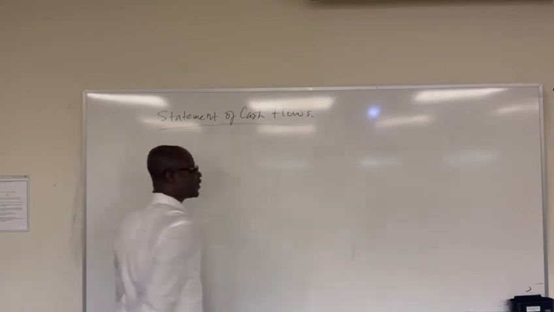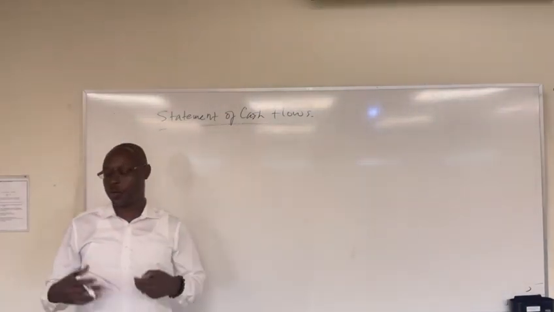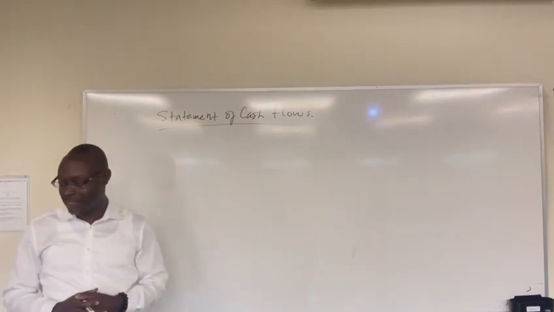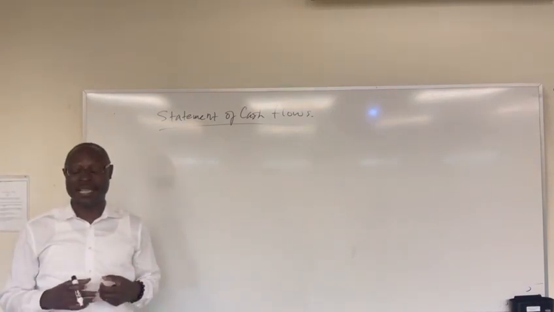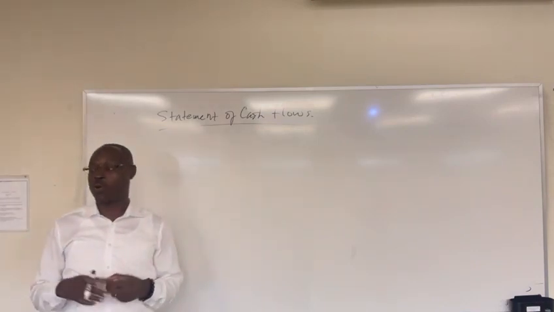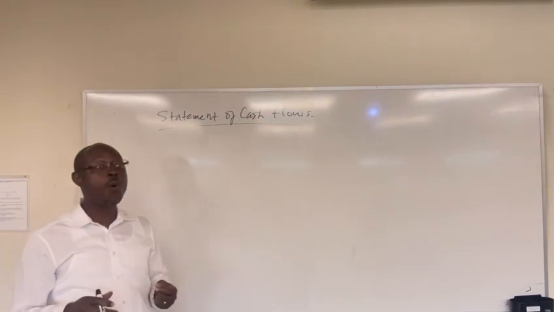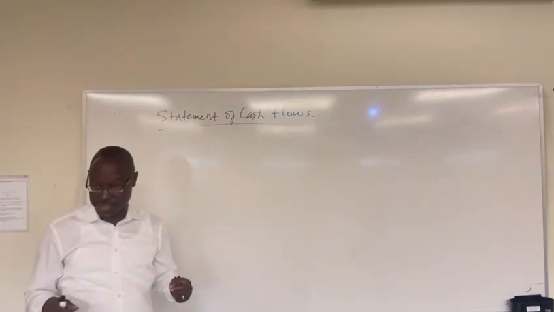The statement of cash flows says cash is king, cash is queen. Help me understand what happened to my cash during the period so I can make sense of it. I don't just want accruals, accrued expenses and accrued revenue on the income statement. I want to know what happened to my cash.